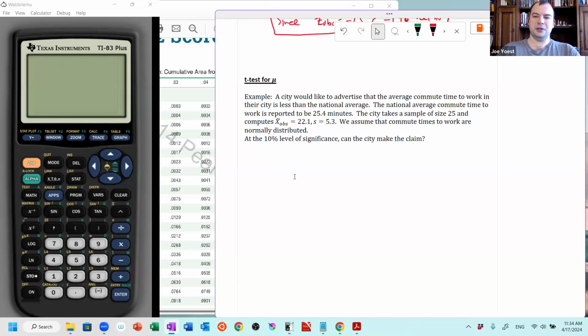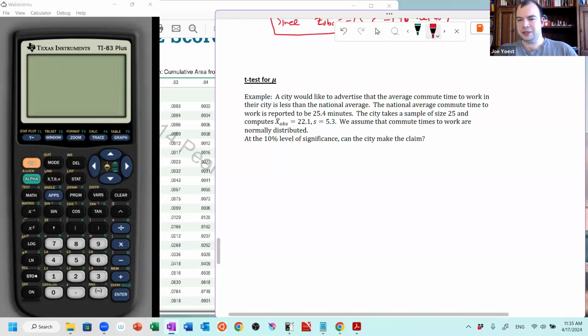So, for example, a city would like to advertise that the average commute time to work in their city is less than the national average. The national average commute time to work is reported to be 25.4 minutes. The city takes a sample of size 25 and computes X bar observed as 22.1 with a sample standard deviation of 5.3. We assume the commute times to work are normally distributed. At the 10% level, can the city make the claim?